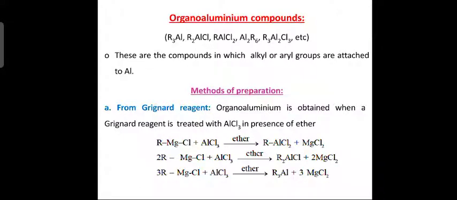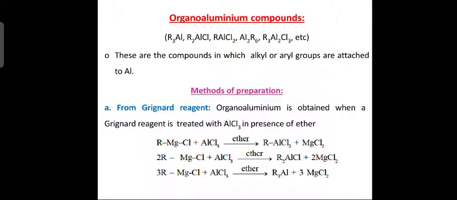Good morning, students. Today let us study organoaluminium compounds. Now what are organoaluminium compounds? They are compounds which contain aluminum metal and the organic group. Now what exactly is the definition of an organoaluminium compound?